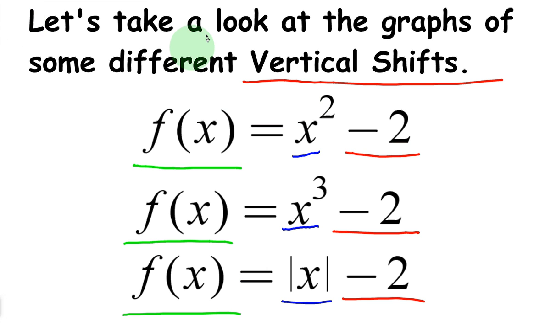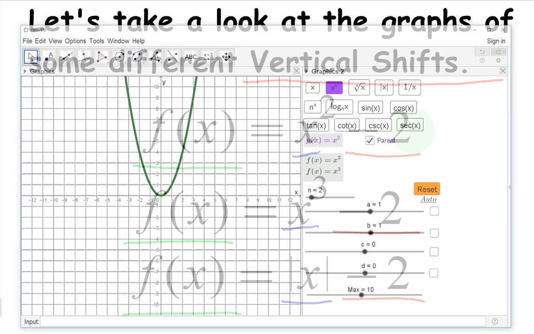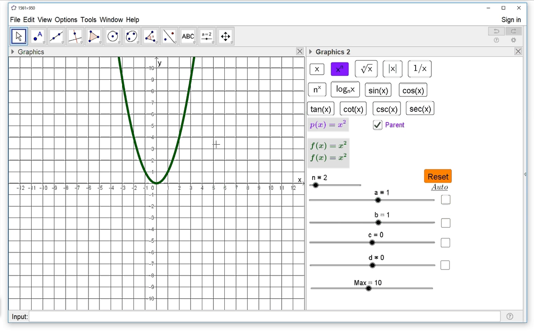Now we're going to take a look at some other vertical shifts. First of all, we're going to look at f of x equals x squared minus 2, not plus 2. I think by now you can probably infer what's going to happen. So if we take x squared minus 2, so make d equal to negative 2, notice what happens to our parent graph here. It shifts down 2 units.